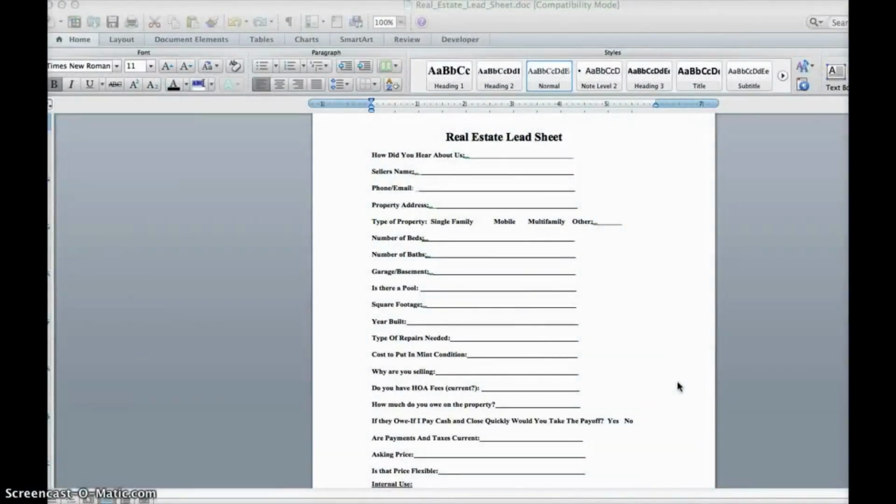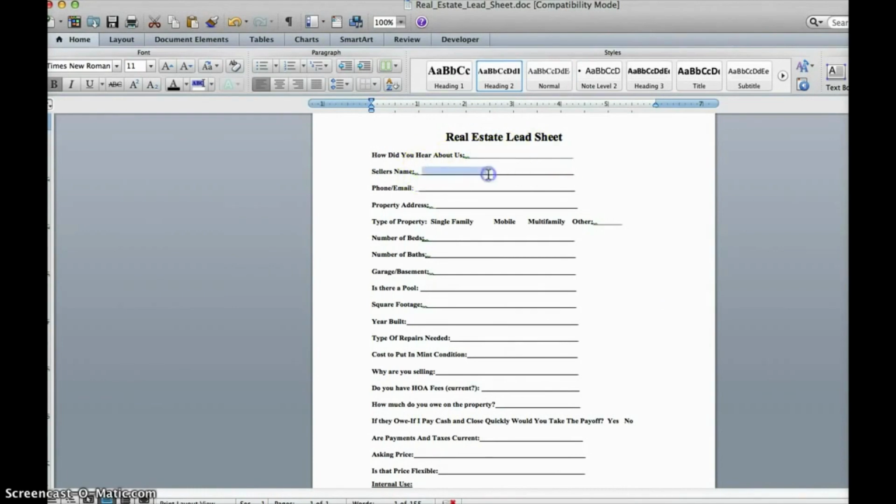This is a how-to on how to fill out the real estate lead sheet. You can get real estate leads from almost anywhere, any of your advertising. So that's why it's important in this first box where it says, how did you hear about us, that you write down if it was a TV ad, newspaper ad, word of mouth, any other way that you may have gotten that lead, just so that you know what marketing techniques that you're using are working.